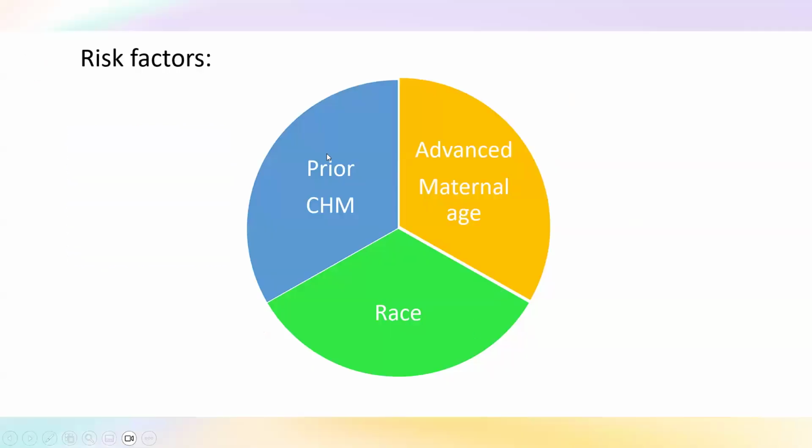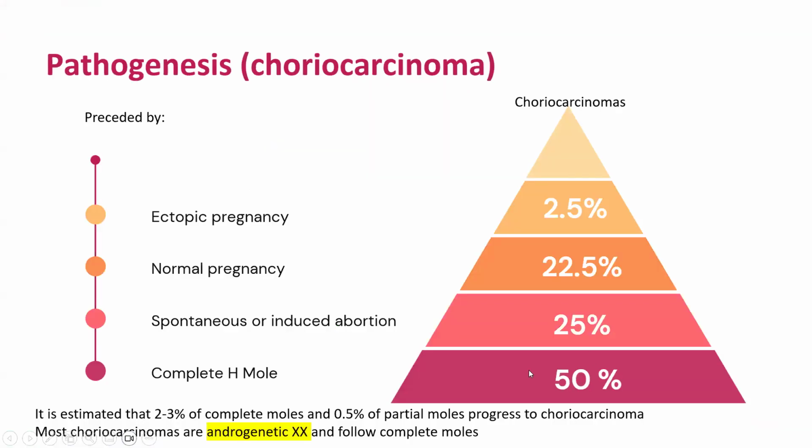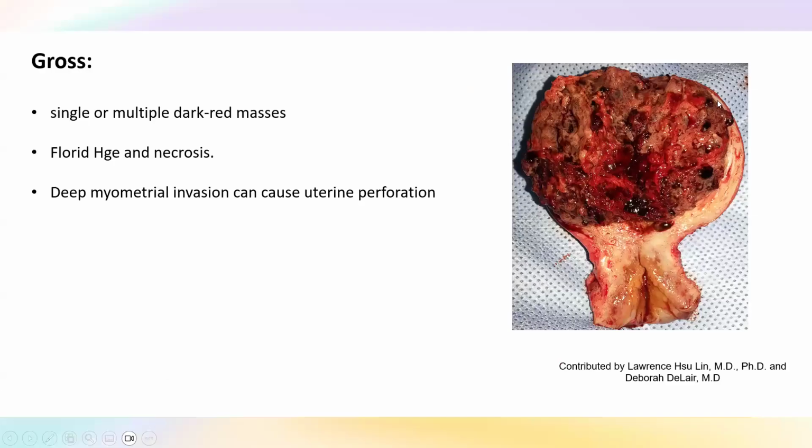Okay. So what about the risk factors? We have the prior complete mole, advanced maternal age, and the race. Actually, 50% of choriocarcinomas come after complete mole, 25% come after spontaneous or induced abortion, 22.5% come after normal pregnancy, and 2.5% are preceded by ectopic pregnancy. Okay, since half of them are preceded by complete mole, the majority are androgenetic XX.